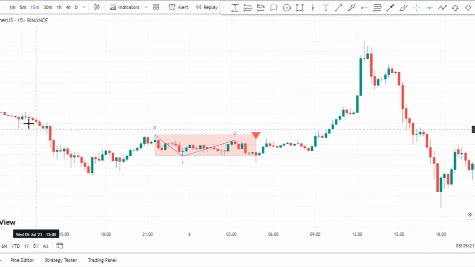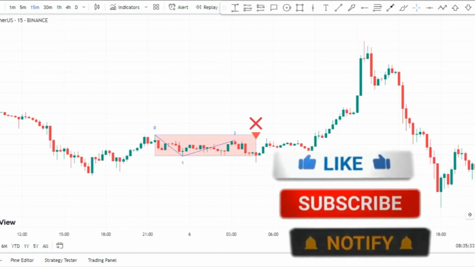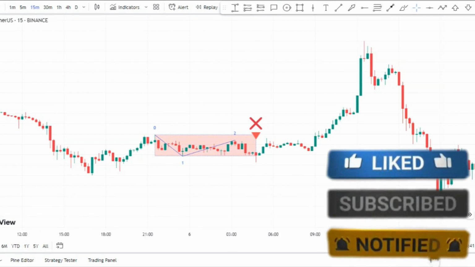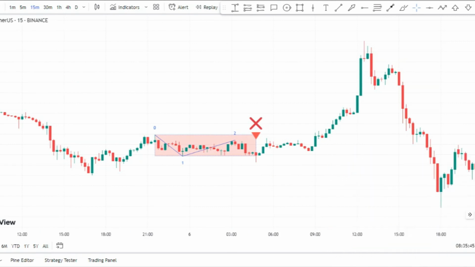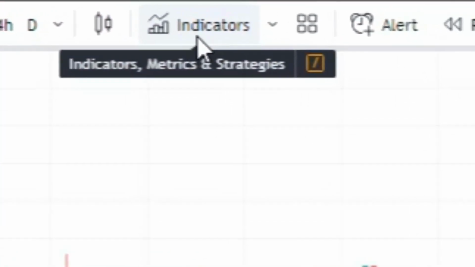Sometimes these indicator signals can come at times that may not be the best for entering a trade. The market conditions may not be suitable, so it's a good idea to filter the signals. To help filter out some of the signals that may not be well timed, I suggest adding the volatility oscillator indicator. You can find it in the indicator section and add it to your trading strategy.